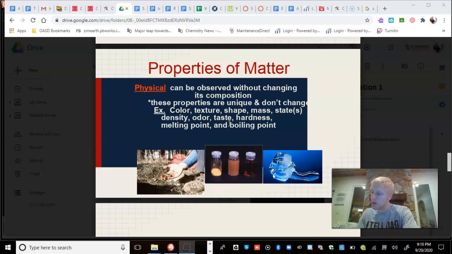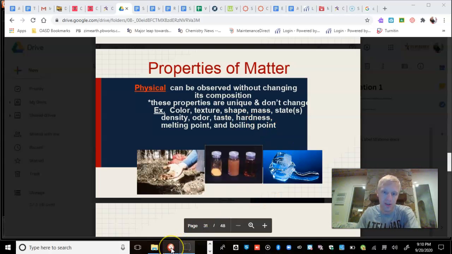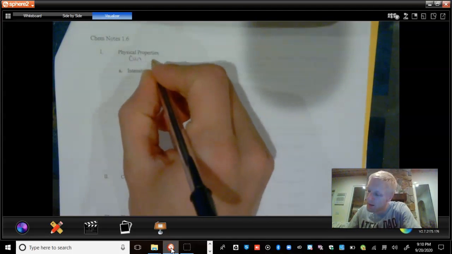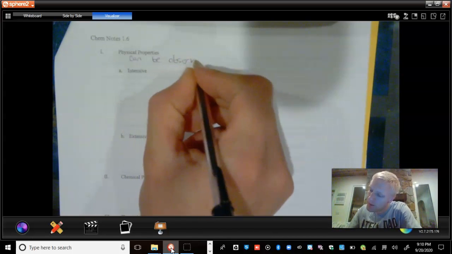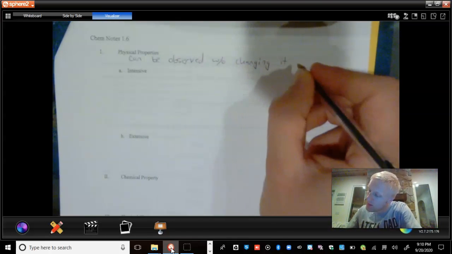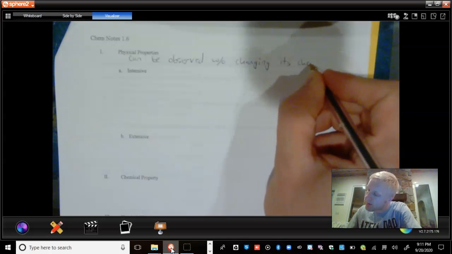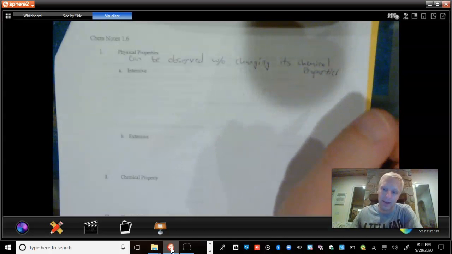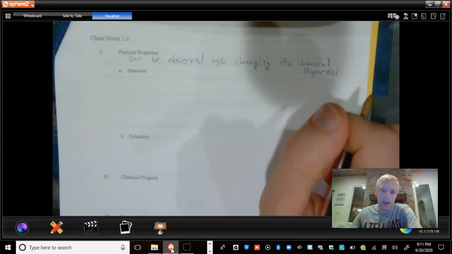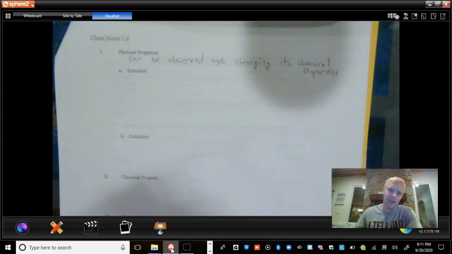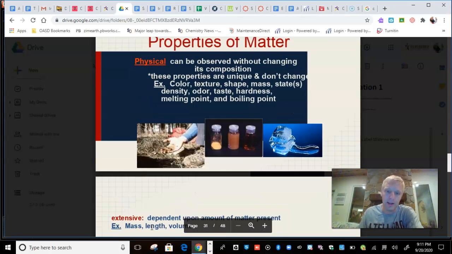So if we were to write the definition, let me scooch to our sheet. Physical properties can be observed without changing its chemical properties. And that's usually just looking at it. Definitely it's not going to change its chemical properties. Physical properties, there are two types. One is intensive and the other is extensive. So let's move on.